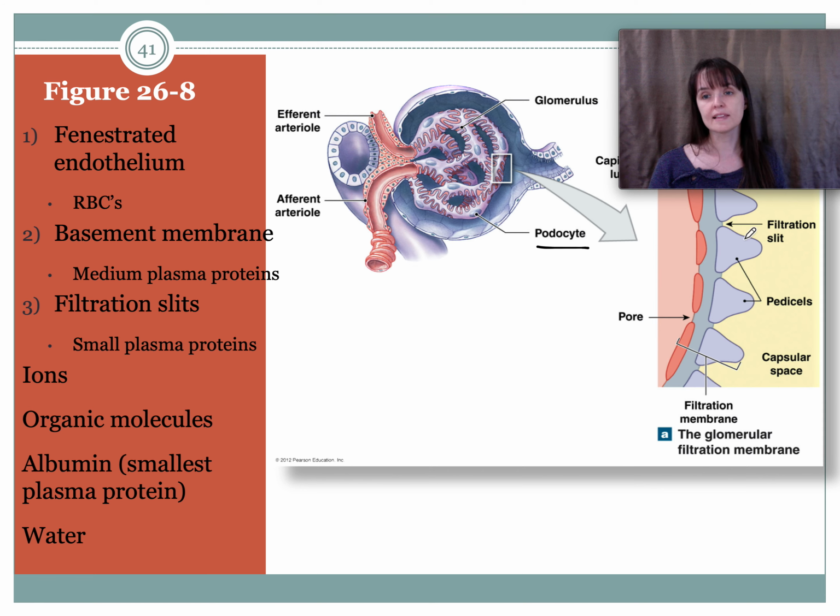And then there's a little slit between them, a little space. See the little red zigzag? The red zigzag's the filtration slit. That's the space between the pedicels, the foot processes of the podocytes. I know, I'm sorry, it's what it is. The filtration slit is the third smallest hole, and it catches the small plasma proteins, but some of the albumins still fit through.